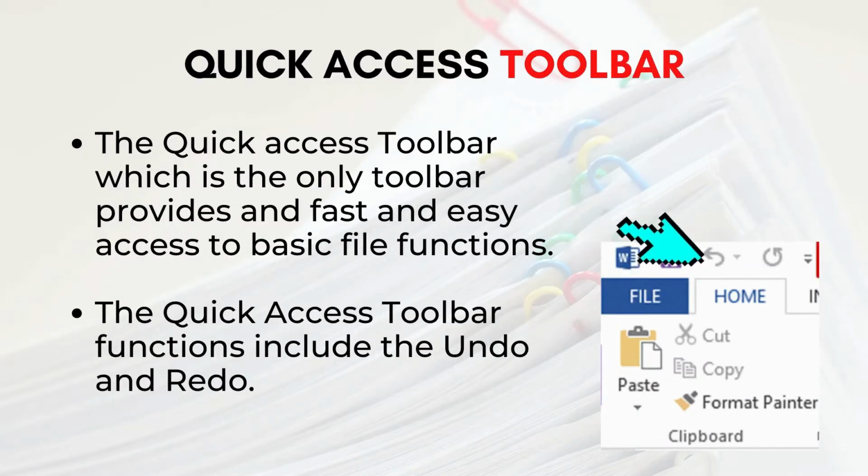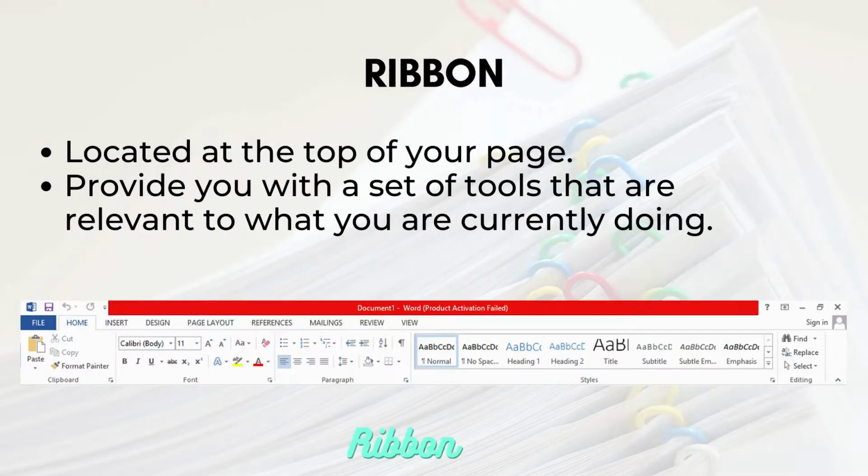Quick Access Toolbar. The Quick Access Toolbar, which is the only toolbar, provides fast and easy access to basic file functions. The Quick Access Toolbar functions include Undo and Redo. The ribbon, located at the top of your page, provides you with a set of tools that are relevant to what you are currently doing.